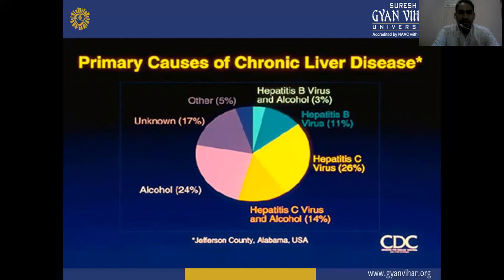Next, the hepatitis B virus causes 11% of liver disease, hepatitis B and alcohol together cause 3%, and the other 5% of liver disease is caused by other sources.